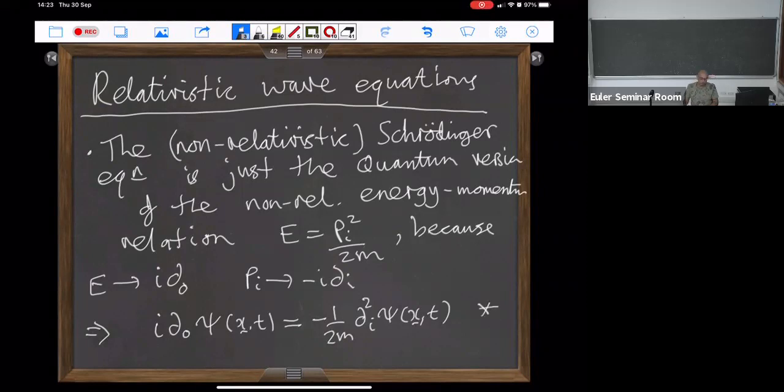Free meaning that we haven't introduced a potential, but the potential is just a correction to the energy and will enter in the same way that the energy term is entering. We can just shift the energy term. So given that this works so nicely, we can simply take the relativistic energy momentum relation and do the same operation, and we'll end up with a relativistic wave equation.